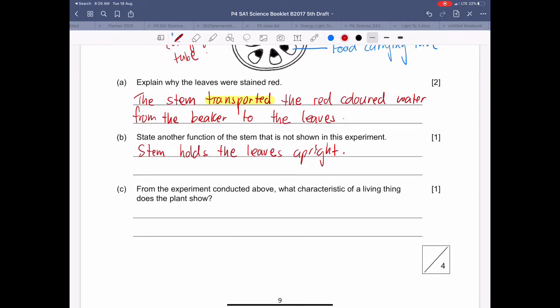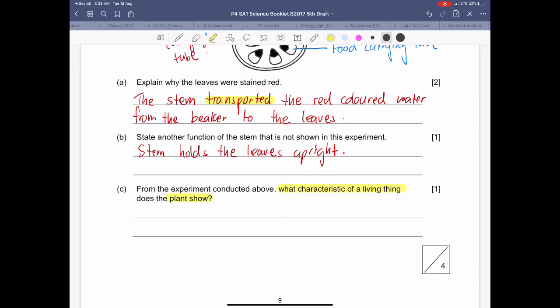From the experiment conducted above, what characteristic of a living thing does the plant show? Now this question is very, very easy, but at the same time, a lot of you don't bother to put in enough effort to think about what the question is trying to ask you. Most of you tell me the plant needs air, food and water, and living things need air, food and water to survive.